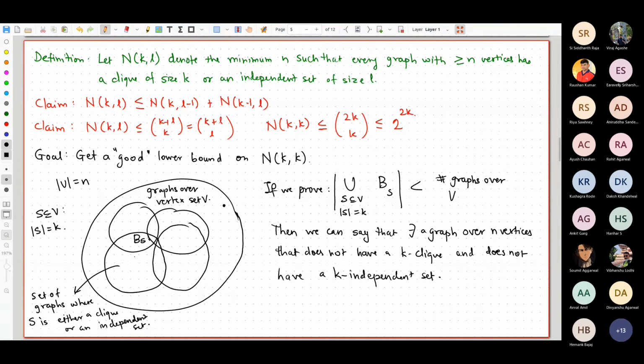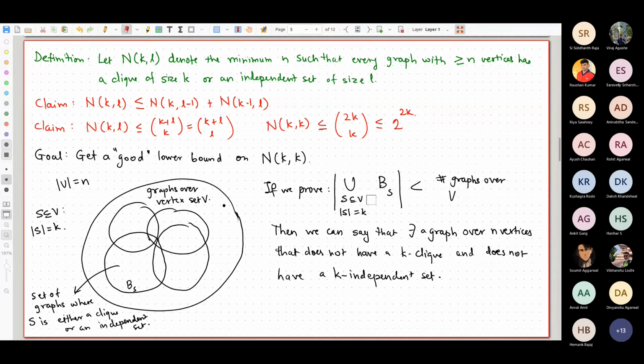Okay, so now I am defining this set B sub S as follows, right? For every S which is a subset of V and S has size k, I am defining this set B sub S. What is B sub S? B sub S is the set of graphs in which the set of vertices S is a clique or it is an independent set. Okay. Now I know that every bad graph must belong to some B sub S.